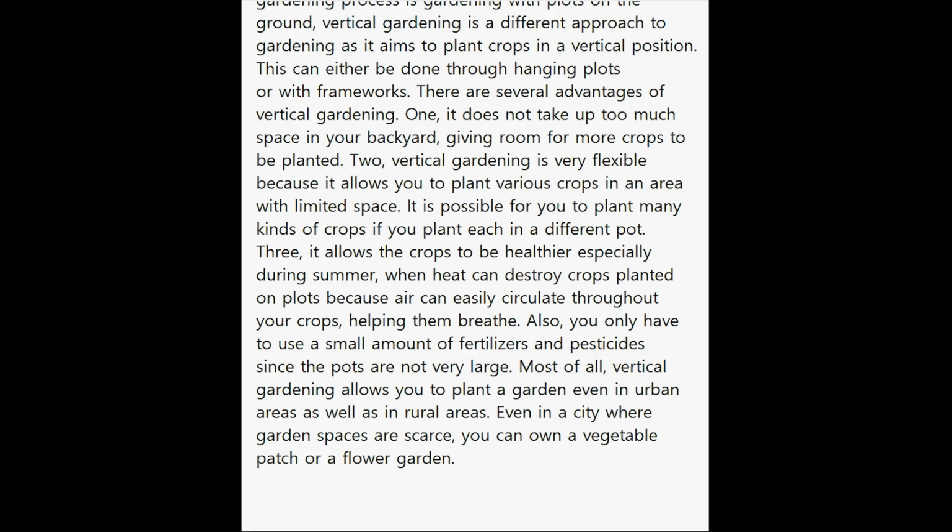air can easily circulate throughout your crops, helping them breathe. Also, you only have to use a small amount of fertilizers and pesticides since the pots are not very large. Most of all, vertical gardening allows you to plant a garden even in urban areas as well as in rural areas. Even in a city where garden spaces are scarce, you can own a vegetable patch or a flower garden.